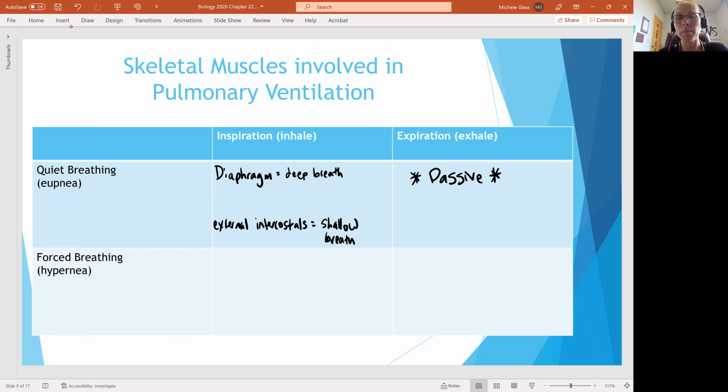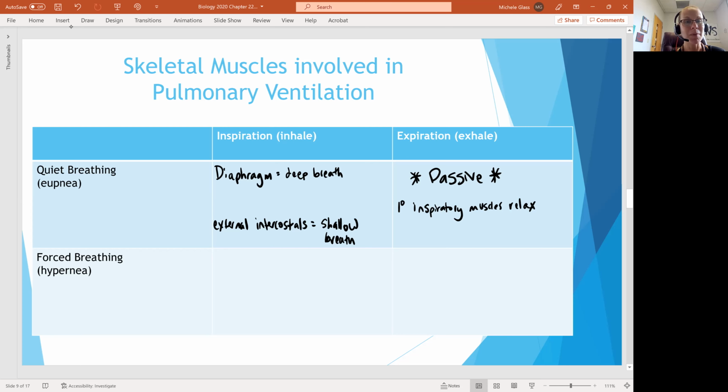The muscles relax. I'm going to call them primary inspiratory muscles. So primary inspiratory muscles would be your diaphragm and your external intercostals. Your primary type of breathing is going to be your quiet breathing. And so these are the muscles that contract for your inhale and relax for your exhale. And that's your regular, quiet, in and out pulmonary ventilation.